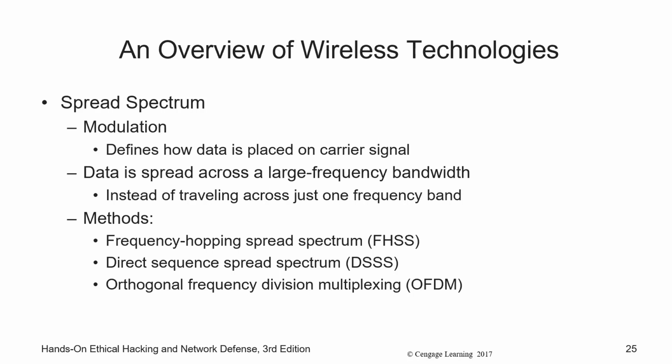So an overview of wireless technologies, again, spread spectrum. Modulation defines how data is placed on a carrier signal. Data is spread across a large frequency bandwidth instead of just traveling across one frequency band. If you've been studying for any of the networking exams or even some of the cybersecurity exams, you're going to encounter some of these methods. FHSS is frequency hopping spread spectrum, direct sequence spread spectrum, DSSS, and orthogonal frequency division multiplexing, or OFDM.